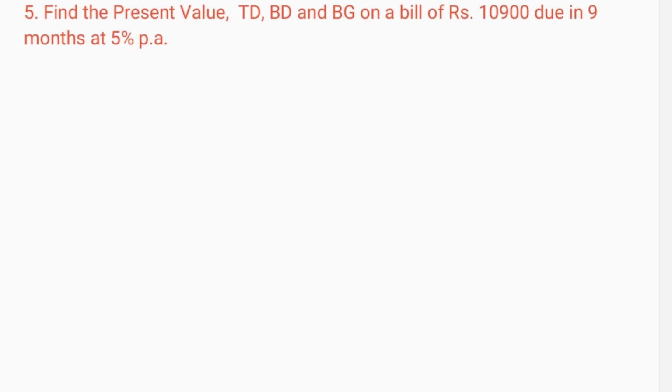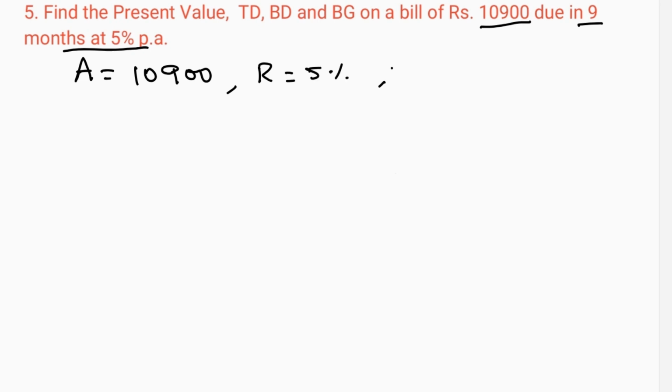So the next problem: find the present value, true discount, banker discount and banker gain on a bill of rupees 10,900 due in 9 months at 5% per annum. So we have to find the present value and the remaining true discount, banker discount and banker gain. First we will write down the given values. As you know, the amount given is 10,900, due in 9 months, and R is 5%.